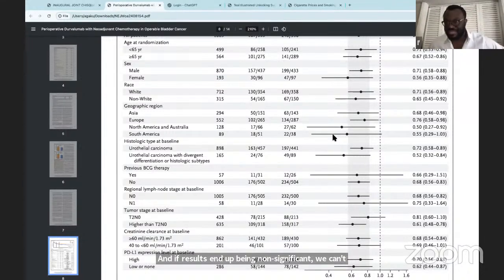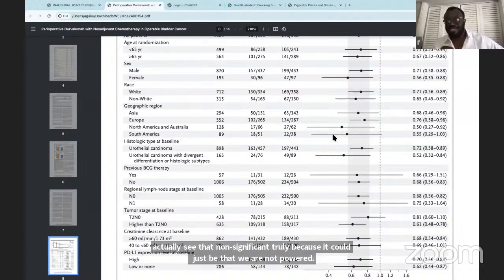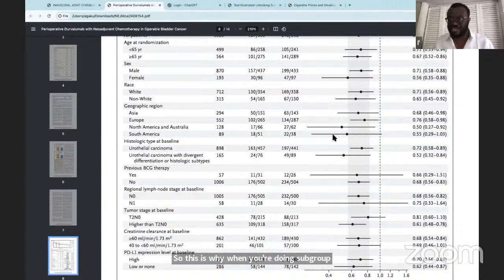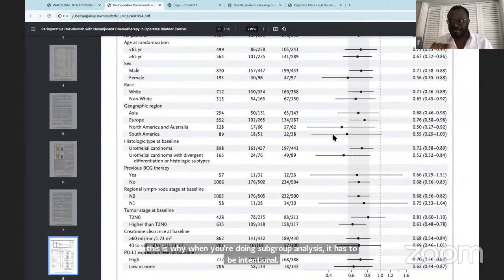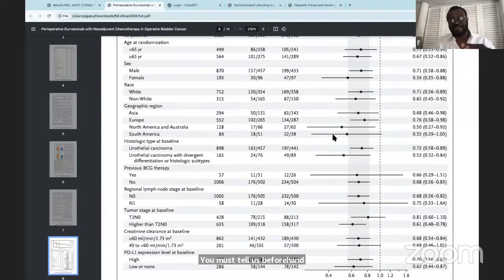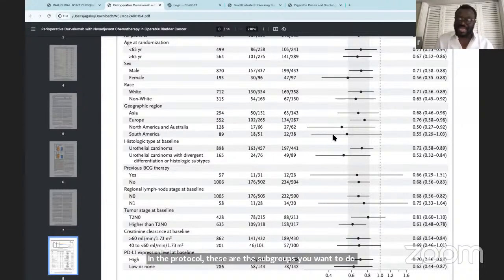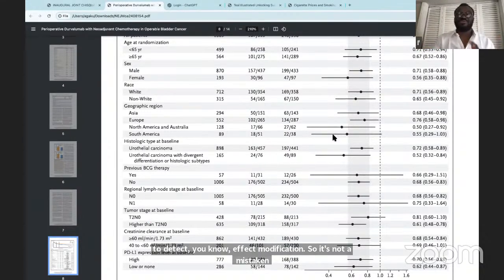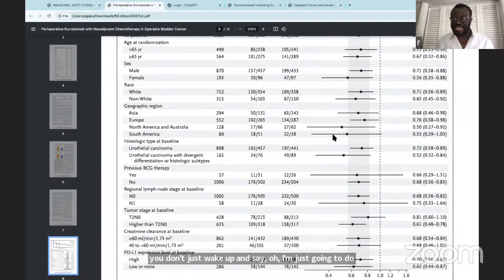So this is why when you're doing subgroup analysis, it has to be intentional. You must tell us beforehand, in the protocol, that these are the subgroups you want to do. Because remember that the whole point of subgroup analysis is to detect effect modification. So you don't just wake up and say, oh, I'm just going to do a million subgroup analyses and decide which ones I'm going to go with. You must have written that in the protocol upfront, way ahead of time. So that means that we require you to be quite deliberate.